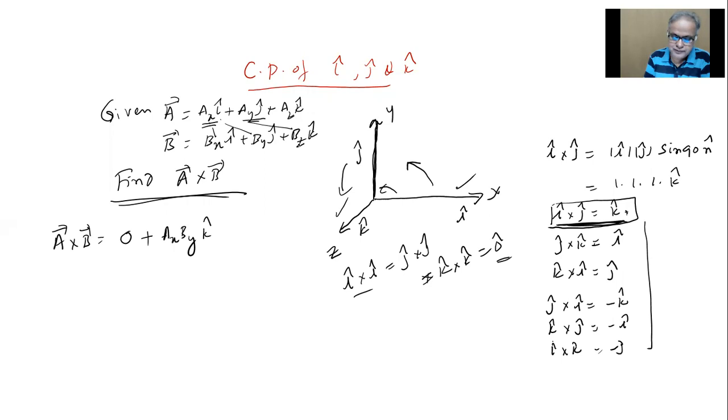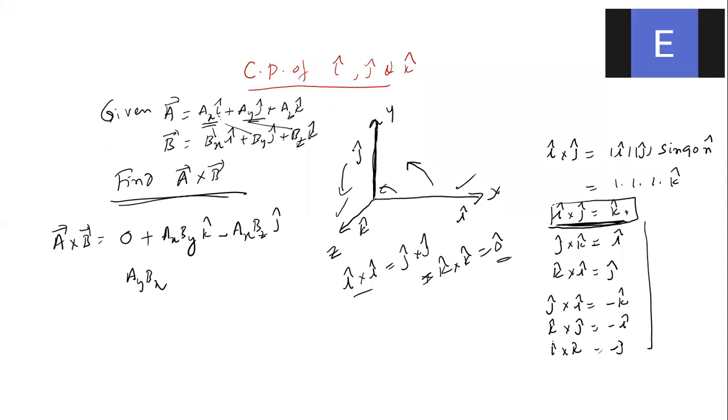AX BZ i cross k. We're going in the opposite way. AX BZ i cross k, so minus j cap. Right. AX BZ, minus j cap. Now take this one and multiply with this. AY BX j cross i, minus k cap. Minus k. Is it okay?